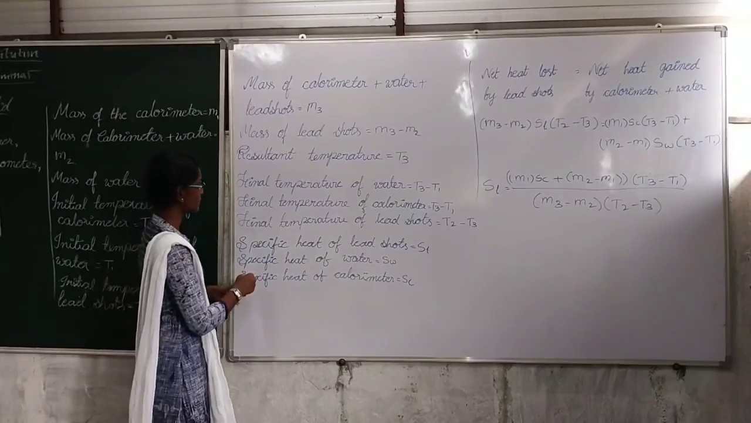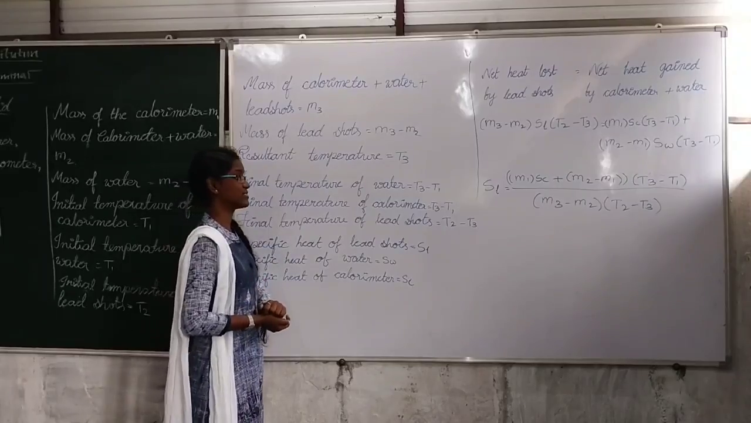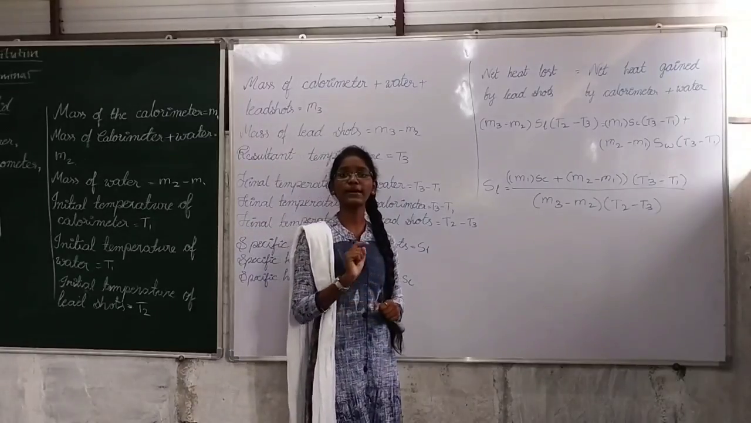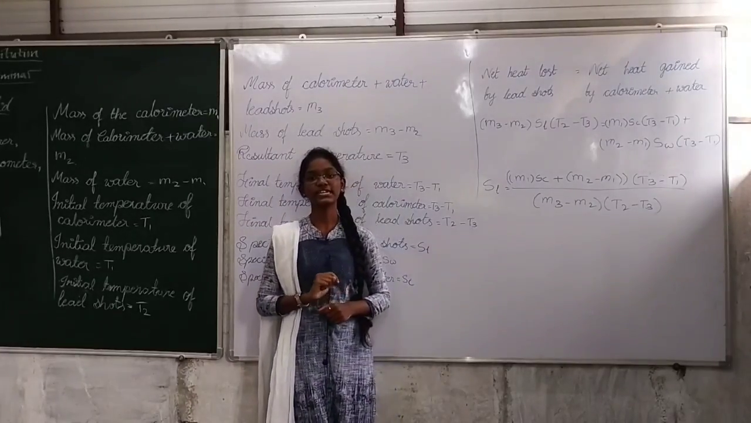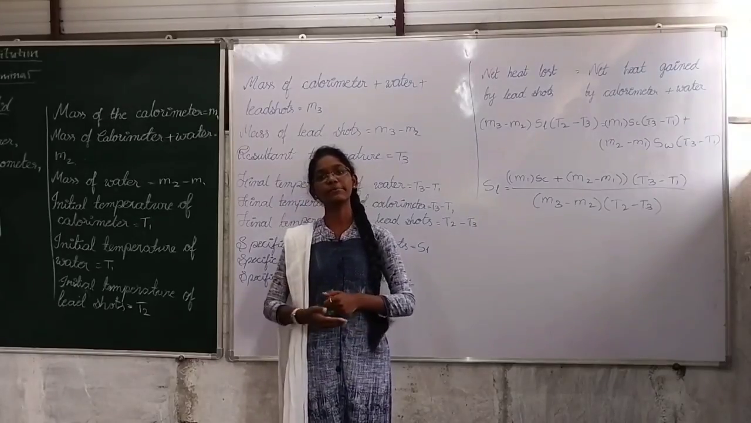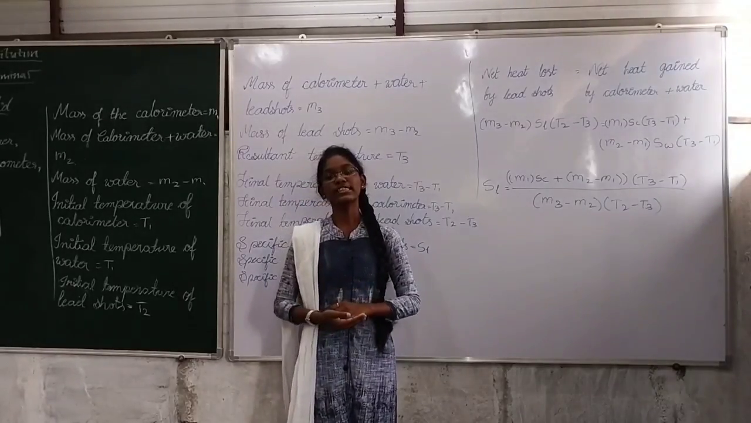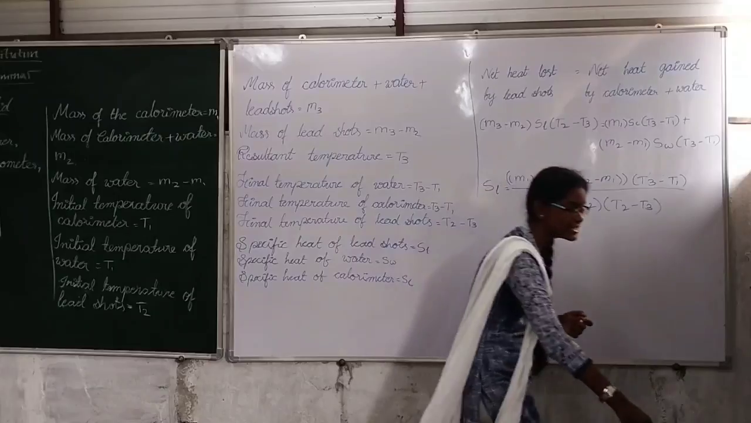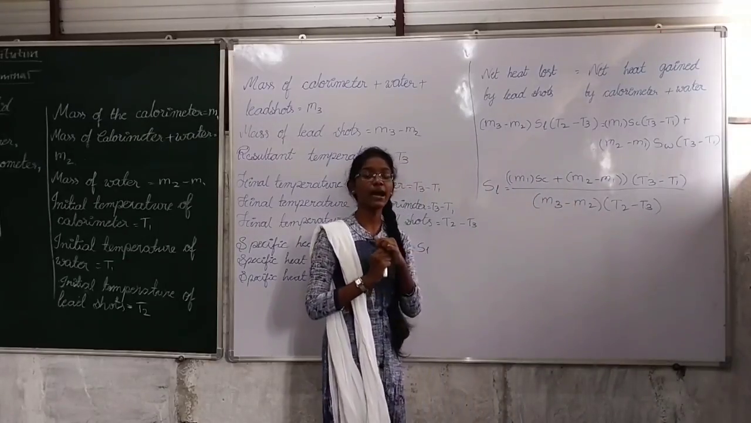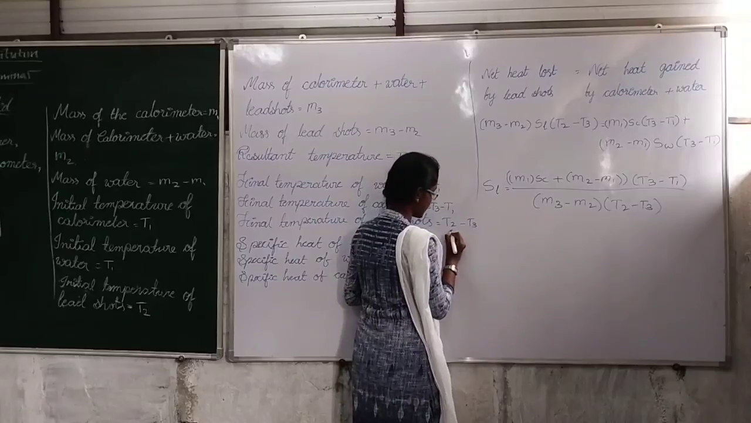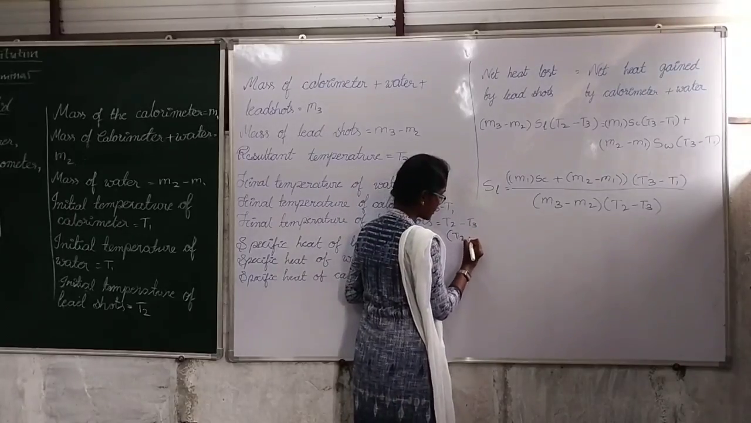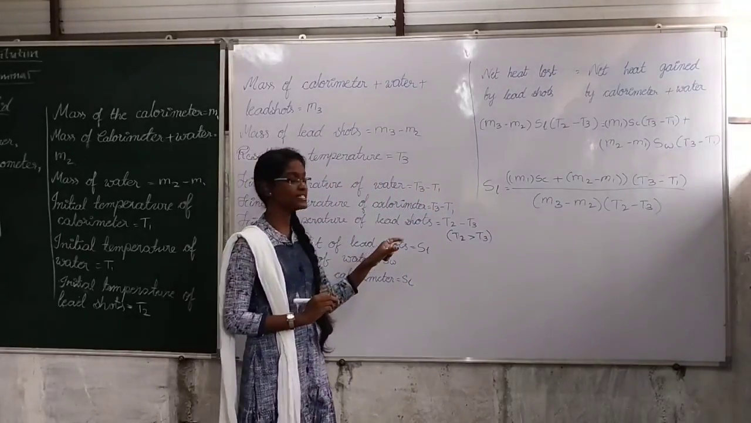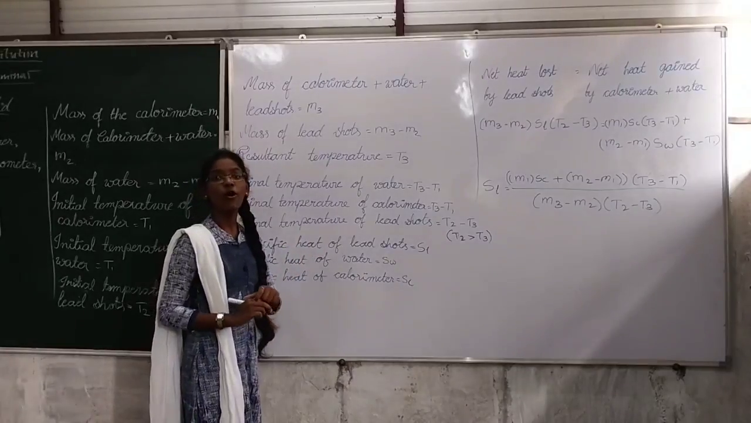Now, the final temperature of the lead shots. The temperature of the lead shots has also changed, because their initial temperature T2 is 100 degrees Celsius, but now it has lost temperature. So what will the temperature become? The temperature will be less, right? That is why we have taken T2 minus T3. Here T2 is the higher temperature when compared to T3. So T2 minus T3 is the temperature change of the lead shots.